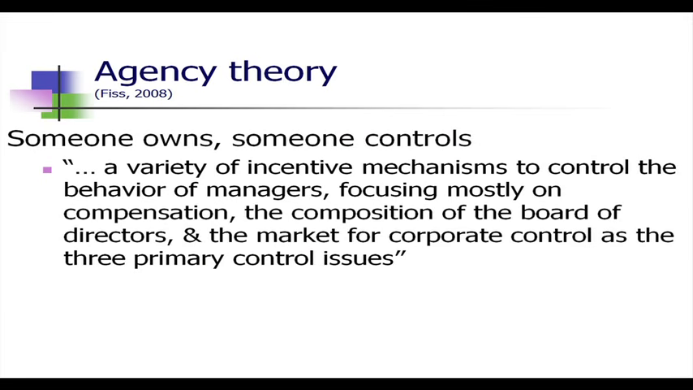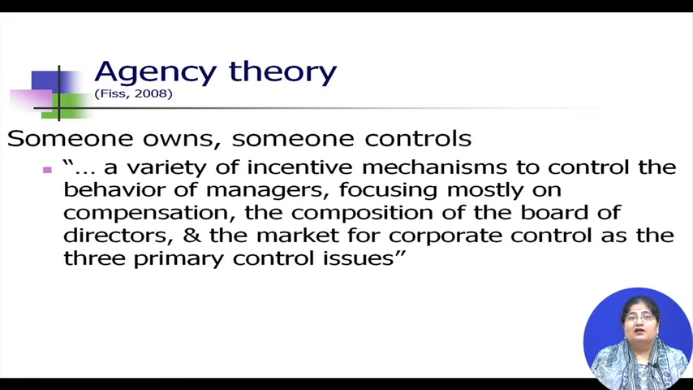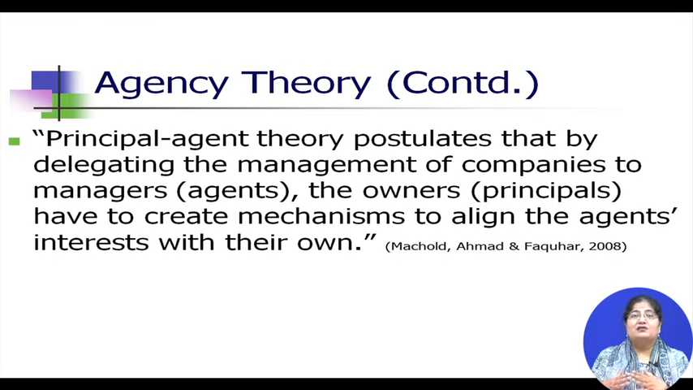Now, according to the agency theory, corporate governance includes a variety of incentive mechanisms to control the behavior of managers, focusing mostly on compensation, the composition of the board of directors, and the market for corporate control as the three primary control issues. Okay. Principal agent theory postulates that by delegating the management of companies to managers, the owners have to create mechanisms to align the agents' interests with their own.